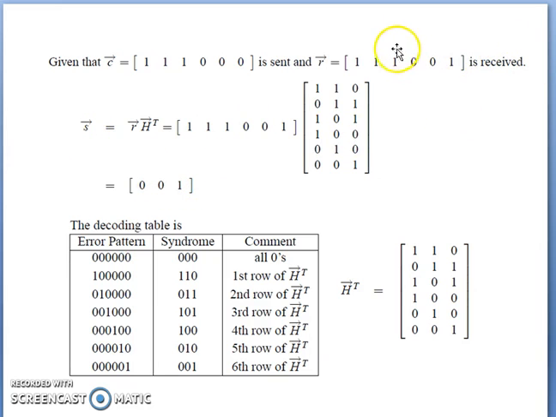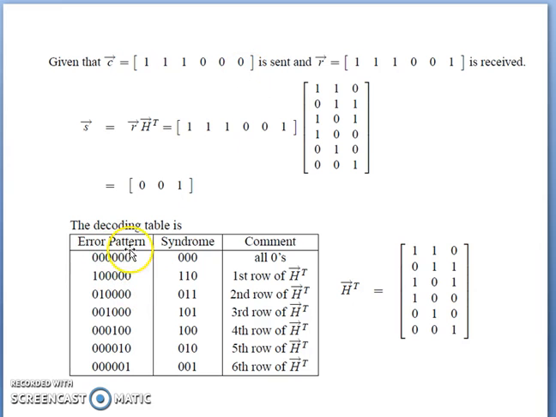Now the receiver does not know where the error is. The receiver only knows the received vector, and it multiplies the received vector by H transpose to get the syndrome. Once it gets the syndrome, it compares the syndrome value with the pattern of H transpose. If you see, the syndrome is 001, and this 001 is available at the 6th location in H transpose. So it means the error is in the 6th bit. So it detects the error at the 6th bit of the code word.